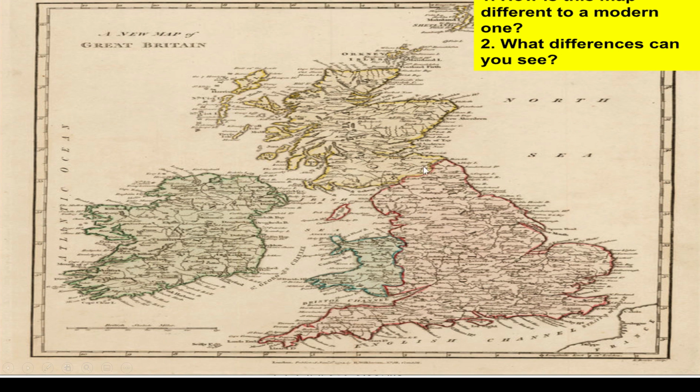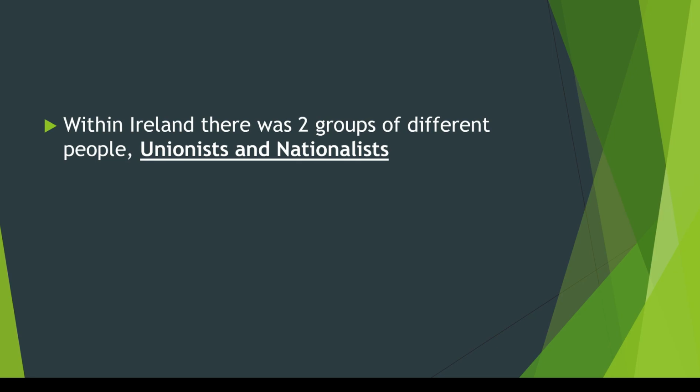Firstly, England's the same, Wales is the same, Scotland's the same, but Ireland isn't. What you know is different about Ireland is there's no border, there's no Northern Ireland, there's no Republic of Ireland. It didn't exist at this time, it was just Ireland. Ireland was part of Britain, there were no two countries within Ireland.